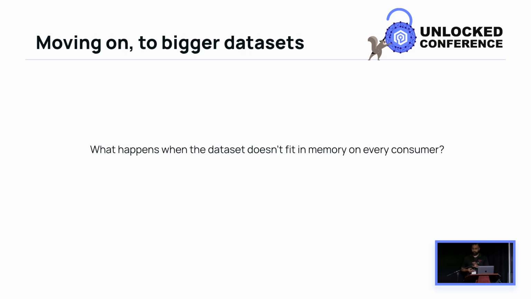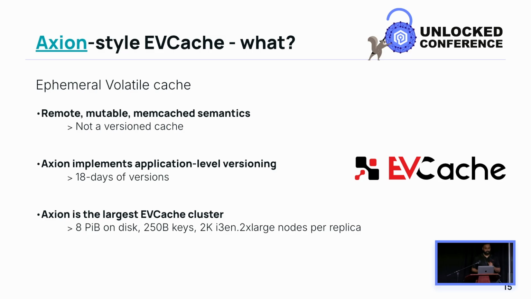So Hollow and raw Hollow work well for small and mid-sized data sets, but what happens when the data set is too big and doesn't fit in memory on every box? You still want versioning, things like atomic cutover, validators, and rollback. You just can't put the whole thing on every JVM. That's where our first inspiration comes in.